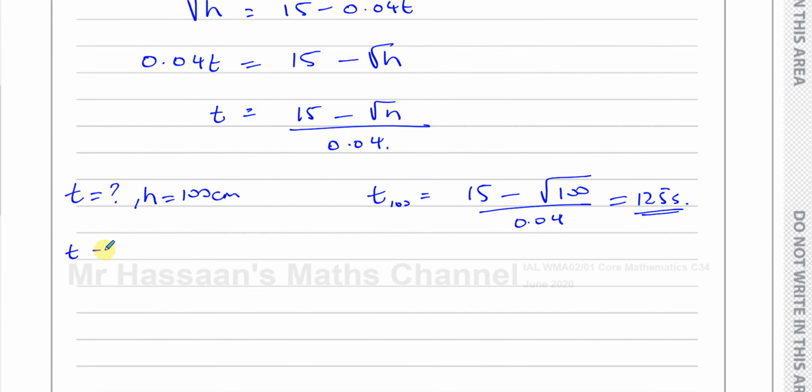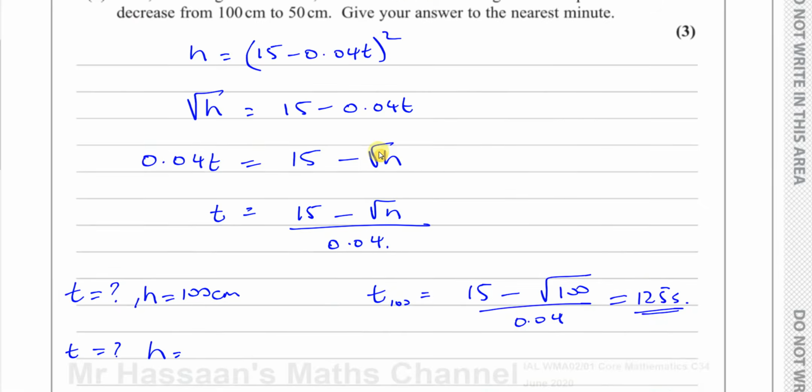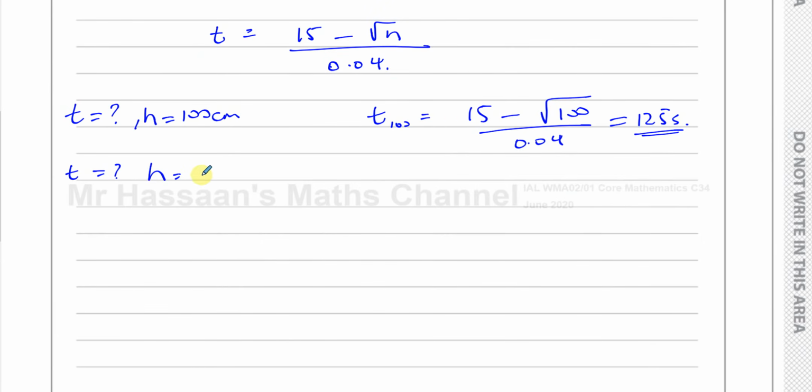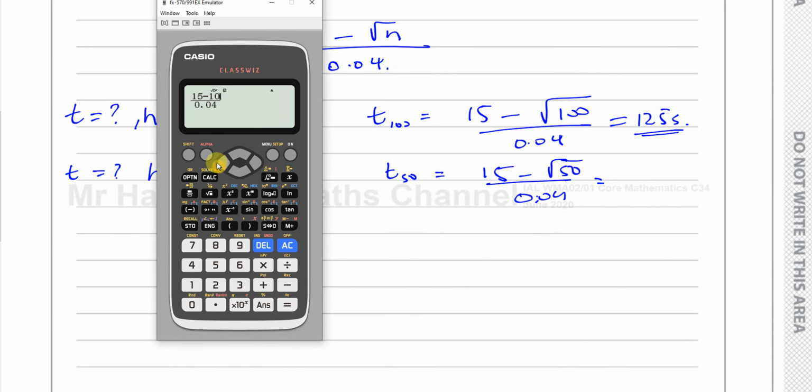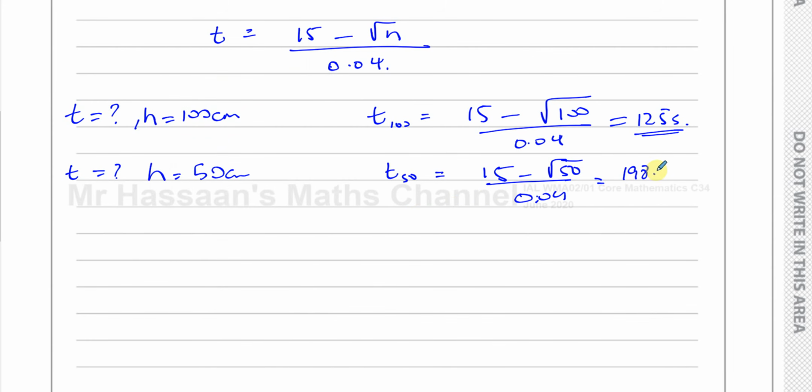And we want to find the time for the height to reach, what was it? 50 centimeters. Okay, 50 centimeters. So the time for it to reach 50 centimeters is going to be 15 minus the square root of 50, over 0.04. So let's just put that into the calculator. That's not an exact value, square root of 50. And that gives us 198.2233 seconds.